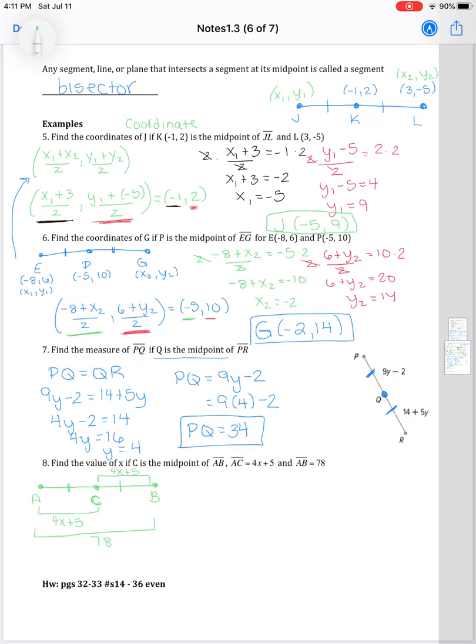The first thing you've got to ask yourself is, well, if AC is 4x plus 5, then I know CB is also 4x plus 5 because it's the midpoint. It cuts it in half. So if I made a formula, the whole segment is AB. AB is made up of AC plus CB. And I fill in what I have. So AB is 78. AC is 4x plus 5. And CB is also 4x plus 5. So when I combine like terms, I get 8x plus 10. Move the 10 over. And when I divide by 8, you get a decimal, which is fine. And then you go back and double check.